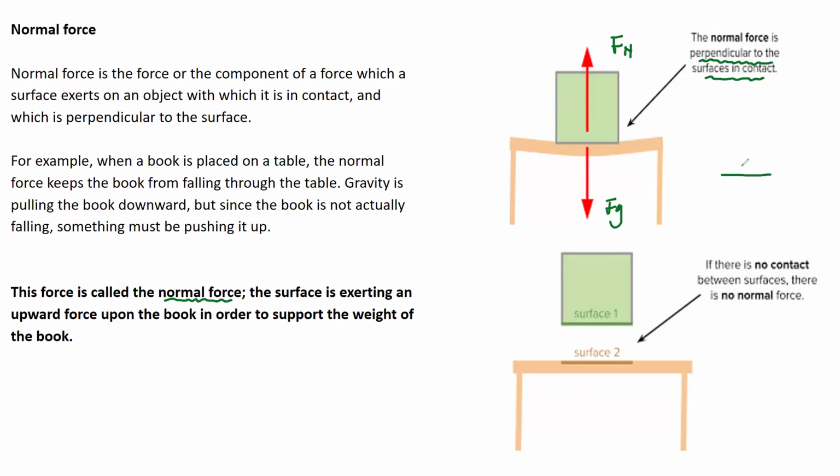Here's the surface. Here is the object. The normal force is acting perpendicular to that particular surface. So there's my surface there, and then the normal force acts perpendicular to it. I want you to understand that the normal force always acts perpendicular. This is a very important point. The normal force always acts perpendicular regardless of whether the surface is horizontal or the surface is inclined.